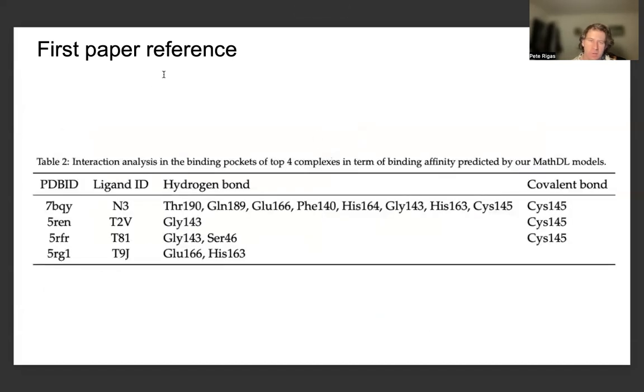And from the first paper reference on deep learning, the authors also provide another table in their paper, which gives an interaction analysis in the binding pockets of the top 4 complexes, which were formed from their MathDL, or math deep learning, models.